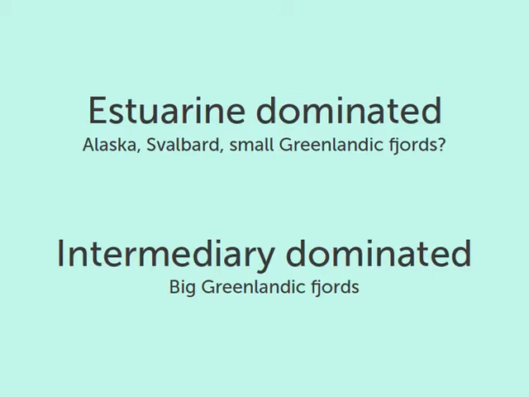It turns out that Alaska, Svalbard, some of the small Greenlandic ones tend to be dominated by the estuarine circulation, driven by the glacier. But the big fjords in Greenland are dominated by this intermediary circulation. It's like 2 orders of magnitude larger. So most of the processes which are driving warm water into these fjords are mediated by essentially winds outside the fjord, rather than by anything the glacier itself is doing. So I think this is quite an interesting classification in terms of how we think these should respond to changes in the ocean.